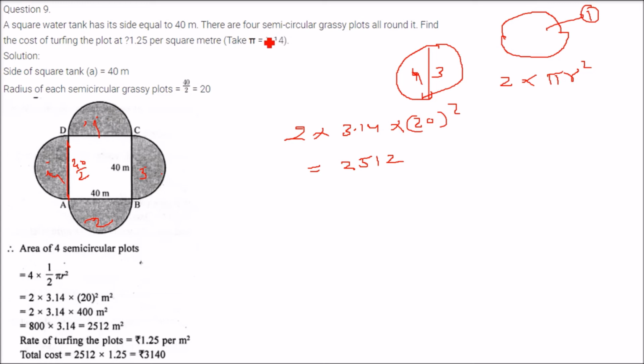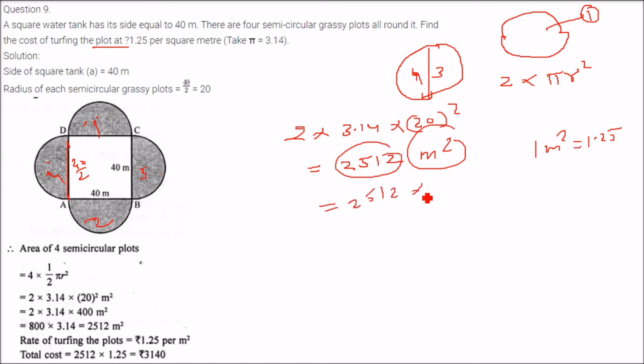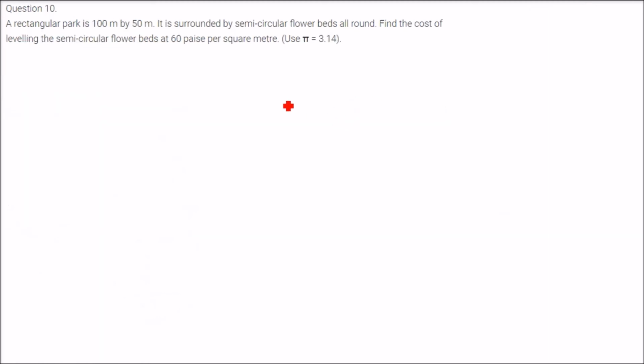Then we have this only, see, there are four grassy plots. So we have to just find out the cost of turfing the plot. So this is the only plot we have to consider. We don't have to go inside. So this is 2512 meter square. So for 1 meter square, the cost is 1.25 rupees. So what will be for this 2512? It will be 2512 into 1.25 rupees. This is going to come as 3140 rupees. Okay.